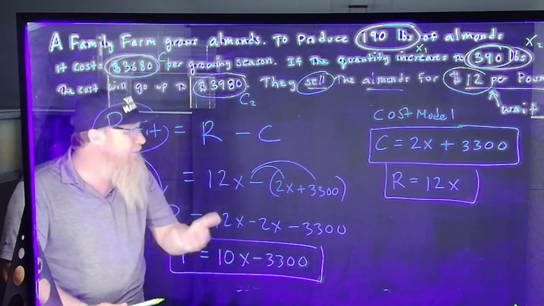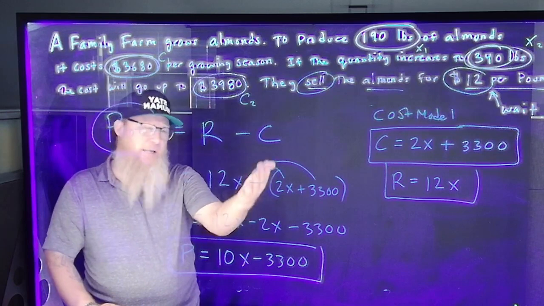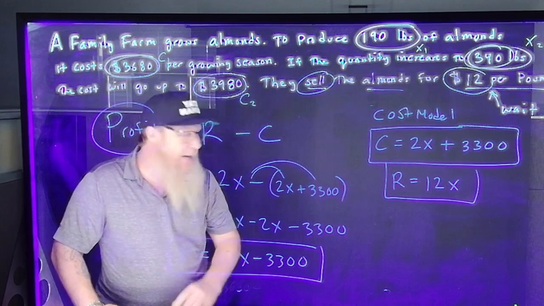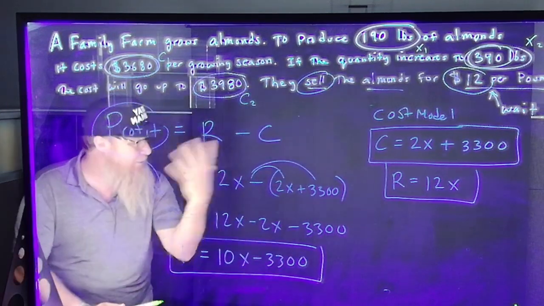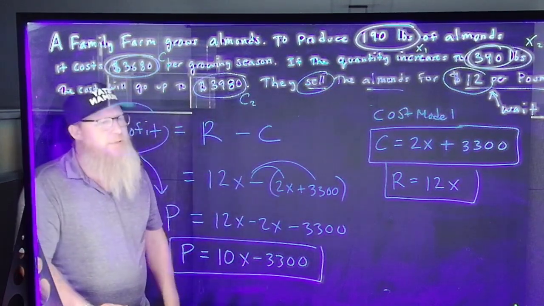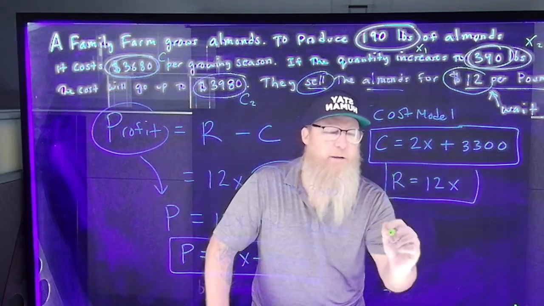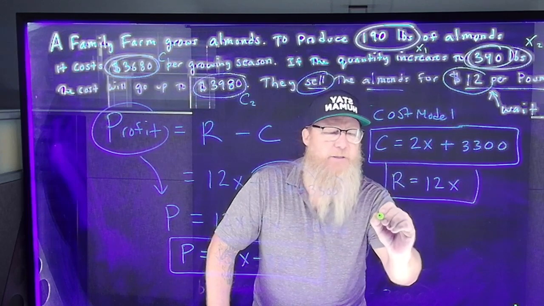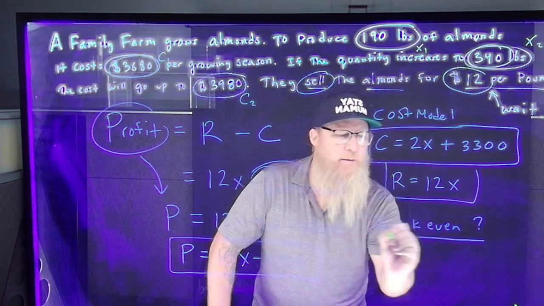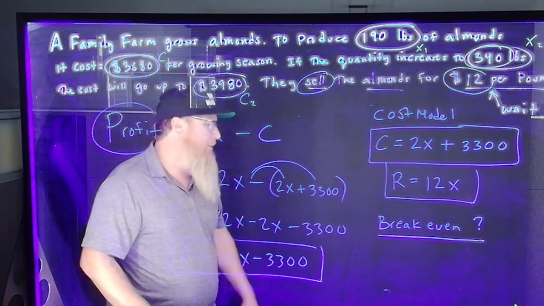There are some associated questions that we might ask about this. I might ask, how much profit do you make if you sell 1,000 pounds? I'm not going to do it on this board, but I'll leave that as a DIY. Just plug in 1,000, and this model will predict the profit for selling 1,000 pounds. The one question I am going to ask is the one that's on the quiz or the homework or possibly the next test, the break-even point. How many pounds do you have to sell to make nothing, just to break even?